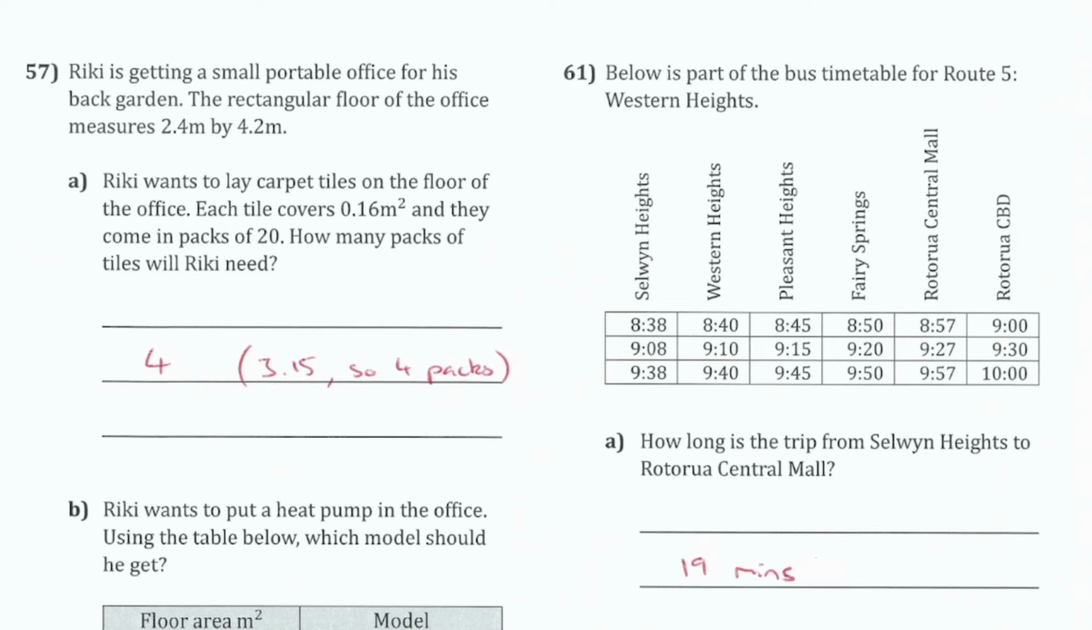Okay, so now we're on to question 57. Ricky's getting a small portable office floor for his back garden. Each of those carpet tiles covers 0.16 meters squared, and they come in packs of 20. So each pack is going to cover 20 times 0.16, which is 3.2 meters squared. You know that the rectangular office floor is 2.4 by 4.2. If you multiply those together, 2.4 by 4.2, you get 10.08 meters. So you've got to say how many times will our first number fit in our second number. The answer is 3 and a little bit, 3.15. Because you have to buy the packs in full, Ricky's going to need 4 packs.